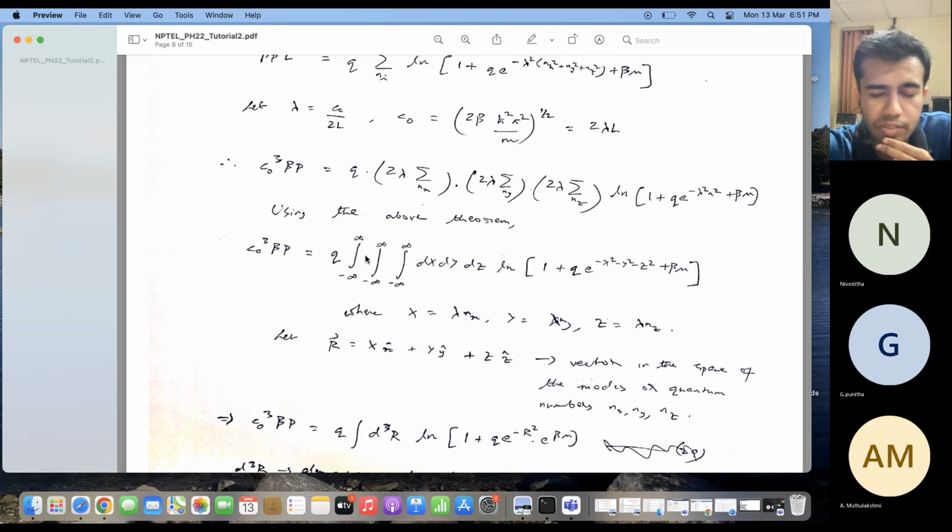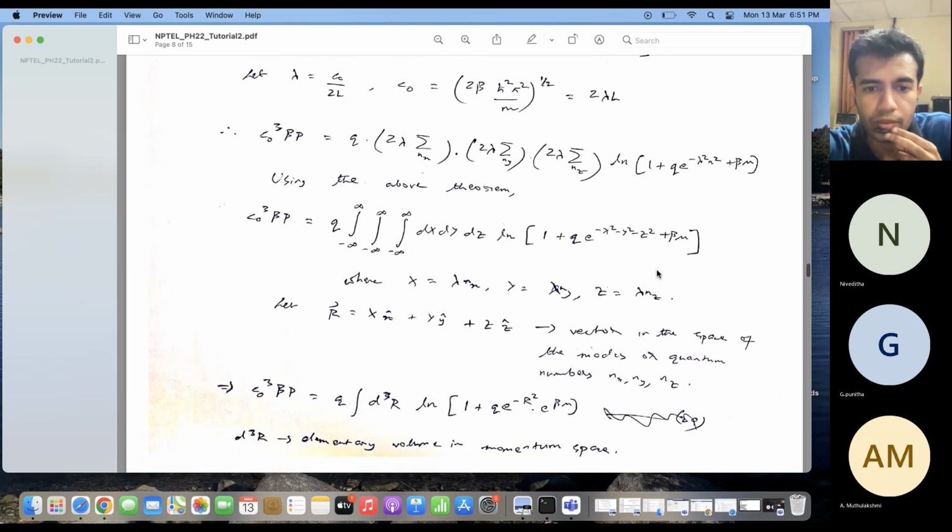So basically the summations get converted into integrals like this over capital X, capital Y, and capital Z, where capital X is equal to lambda nx, capital Y is equal to lambda ny, and capital Z is equal to lambda nz. Okay, so that is why you have e to the power minus x square minus y square minus z square plus beta mu over here.